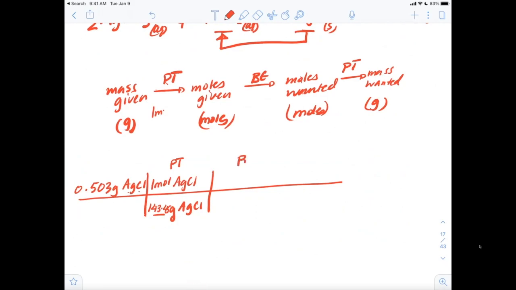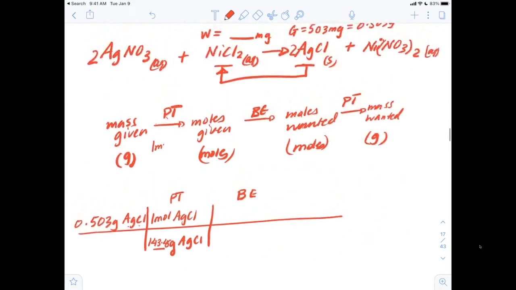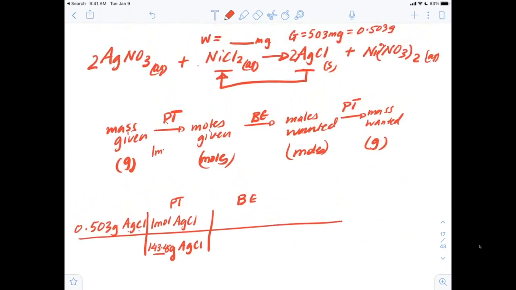Now the next part, remember, is BE because it's PTBE, right? In the BE, I have to look at my balance equation. Where is it? Right here. And look at my coefficients, right? So silver has 2, nickel has 1. So I write here 2 moles for silver, AgCl, the whole formula. This part is done. And then 1 mole NiCl2. Done. Okay? So BE is done.